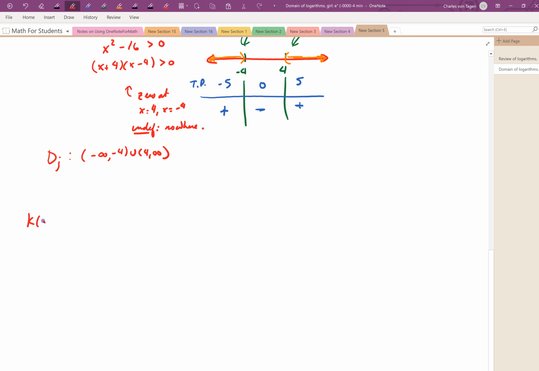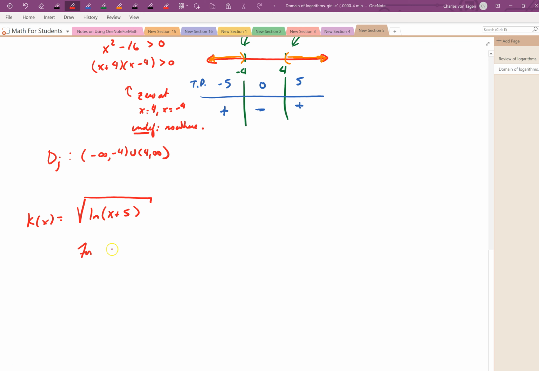Let's say we had the function k of x is equal to the square root of the natural log of, let's say we have x plus 5. Okay. So this is a combination problem. We now have a lot of stuff happening. Natural logs are problematic. We can only take the natural logs of positive numbers. And square roots are problematic. We can only take the square roots of non-negative numbers.